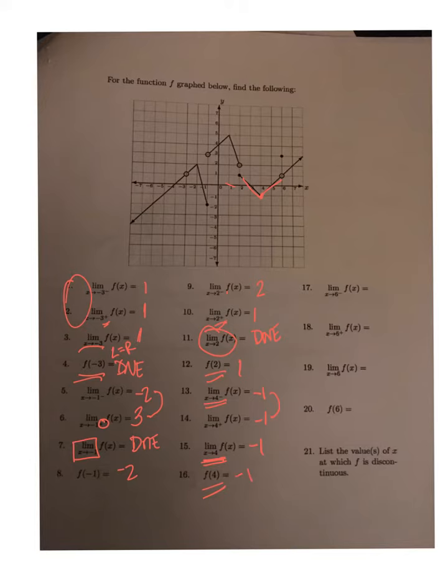Just note real quick that you have a limit and a value, and they're the same. So when we talk about continuity, those are the 3 components of continuity. There's a value, there's a limit, and they're the same.